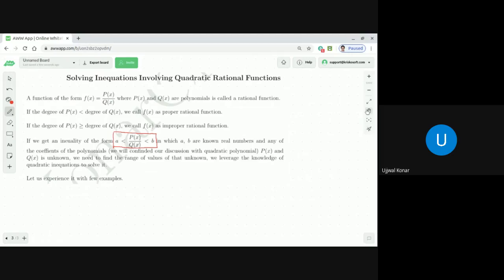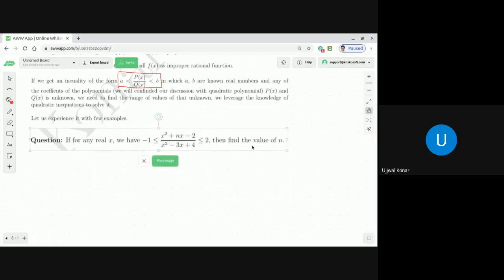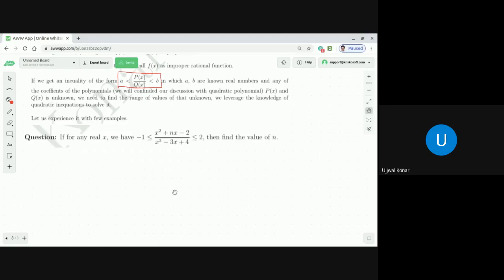Let us take an example. Then you will understand why I am saying so. The first question is something like this: if for any real x, we have -1 less than or equal to (x square plus nx minus 2) by (x square minus 3x plus 4) less than or equal to 2, then find the value of n. Here a is -1, b is 2, and one of the coefficients in p(x) is unknown, that is n. We need to find the values of n so that the given inequation is true for any real x.